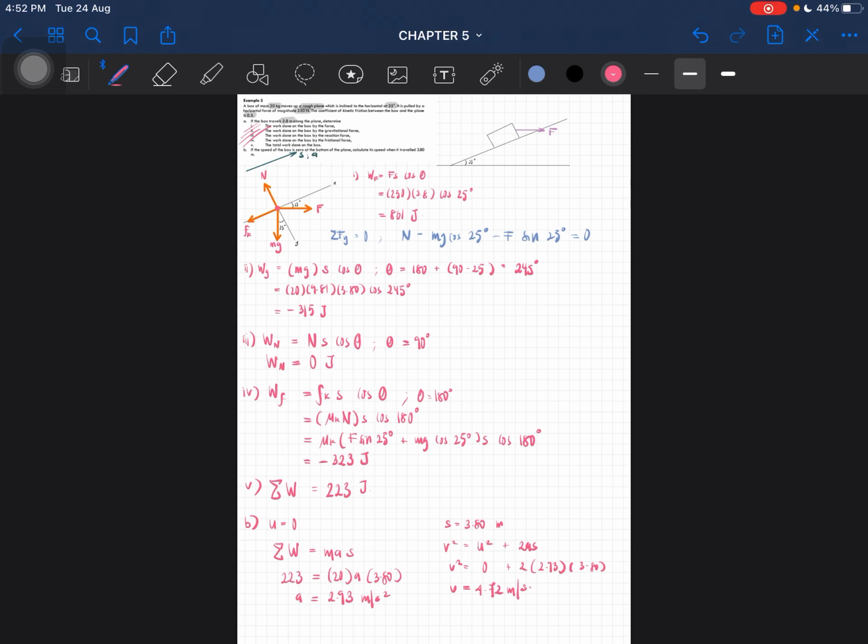So chapter 5 is a combination of chapter 2 and chapter 4. Then it combines with the chapter itself, chapter 5. Make sure your basics in chapters 2 and 4 are very good so that you can excel in this chapter. Right, so that is example number 3.